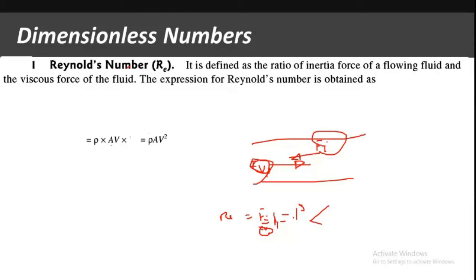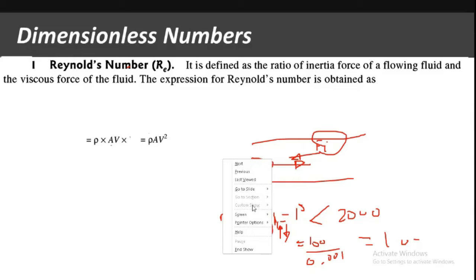Okay, so if viscous force is bigger, that means the viscosity of the fluid is high. In that case this ratio will be smaller, and if this ratio is less than 2000, it will be laminar flow. Okay, and if the viscosity of the fluid is smaller, suppose on top it is 100, and at the bottom it is 0.001, then basically this ratio will be 10,000. So it is greater than 4,000, so in that case the flow will be turbulent flow.